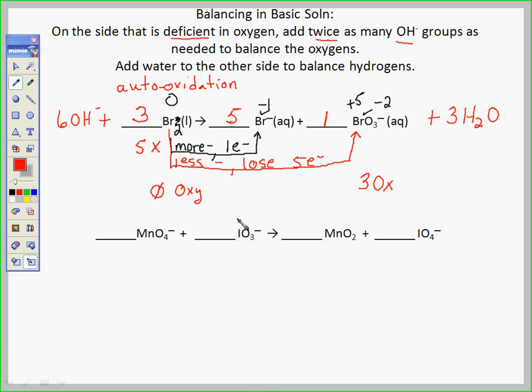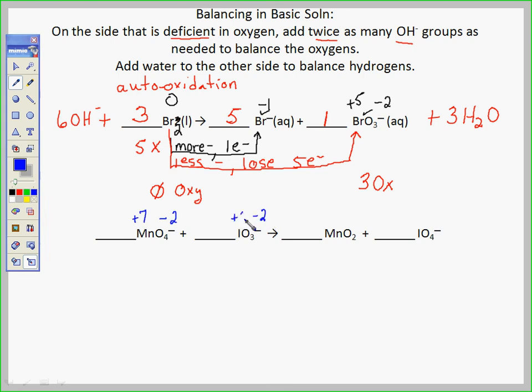And now that should be balanced. You can always double check your charges to make sure you're balanced as well. I've got 6 negatives on my left-hand side, and 5 negatives plus 1 negative is 6 negatives on my right-hand side. Now let's try our last one here. That's a -2, so that's a +7.